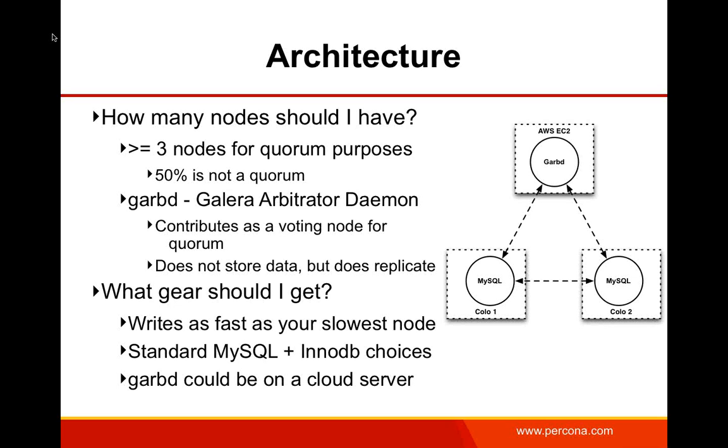So if we look at an architecture with garbd, say in the cloud, just as an example, we have our 2 MySQL nodes in Colo 1 and Colo 2, and then we throw up an EC2 instance running garbd. That might be a reasonable way for you to get that 3rd location to give you quorum in case there's split brain between your 2 data centers. So from an architecture perspective, that's likely going to get some heavy use, garbd.